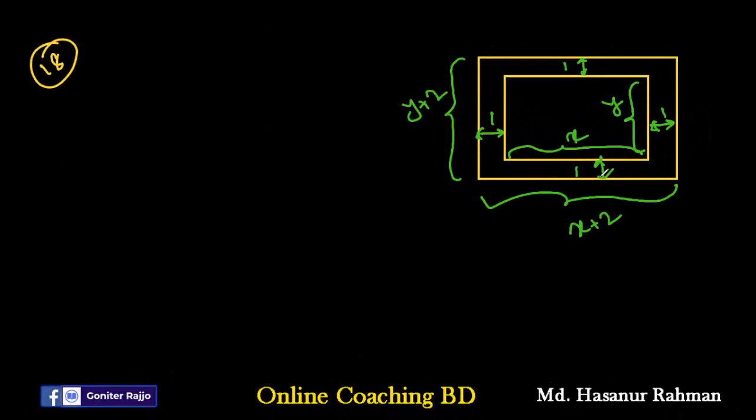Now, if I draw the figure, we can see that this is a carpet, and this is x meter long and y meter wide. And it leaves a border of 1 meter. So this is the border, and the border is 1 meter wide all around it. Find the length and width of the room in terms of x and y. So we have to find out the length and width of the room. So how can you find out?